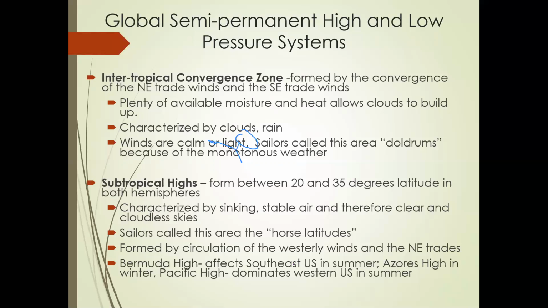So formed by the circulation of the westerly winds and the northeast trades. The Bermuda High affects southeastern U.S. in the summer, the Azores High in winter, and the Pacific High dominates the western U.S. in the summer, sinking on the descending side of that high pressure system. So the stable side of the high pressure system. And we'll stop with that.